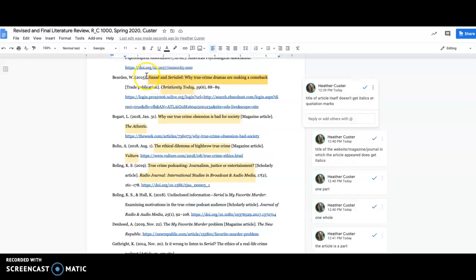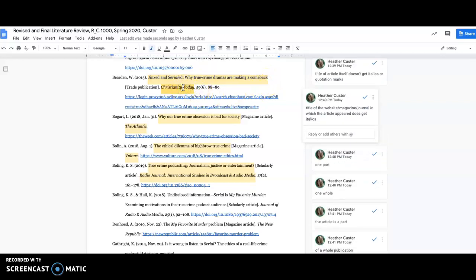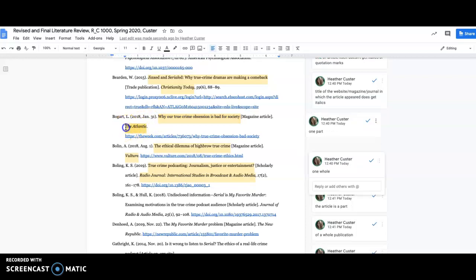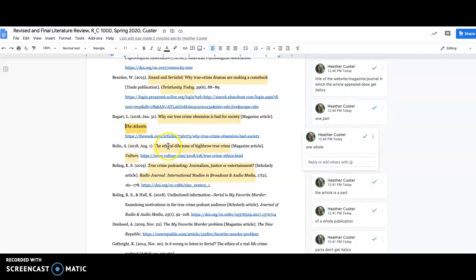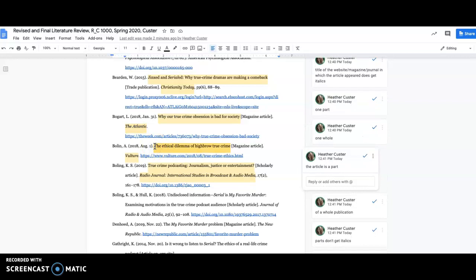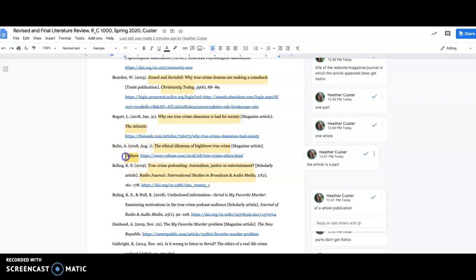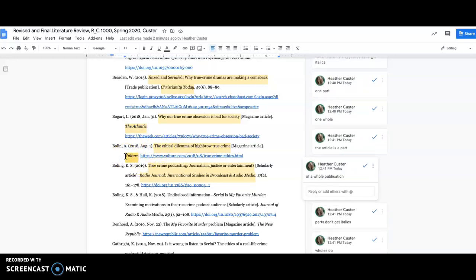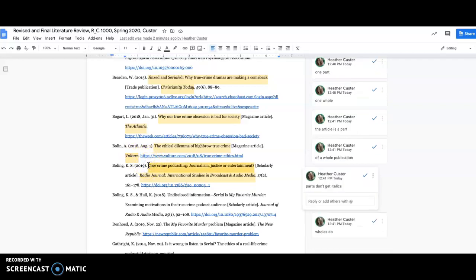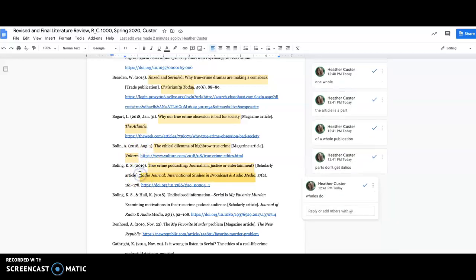So the title of the article itself doesn't get italics or quotation marks, but the website or the magazine or the scholarly journal in which that article appears does get italics. In a way, it's like a part and a whole relationship. So the article is the part, and then the publication in which it appears is the whole. And so parts don't get italics, but wholes do.